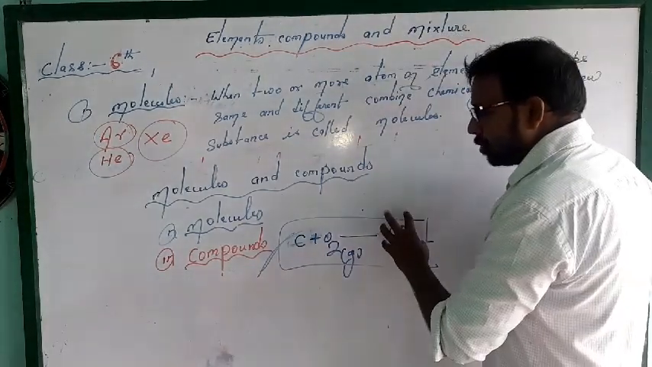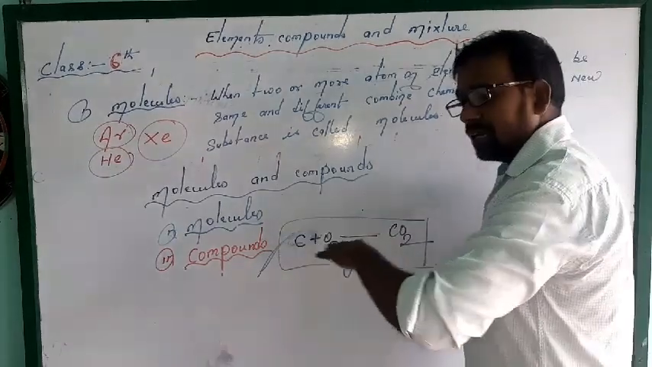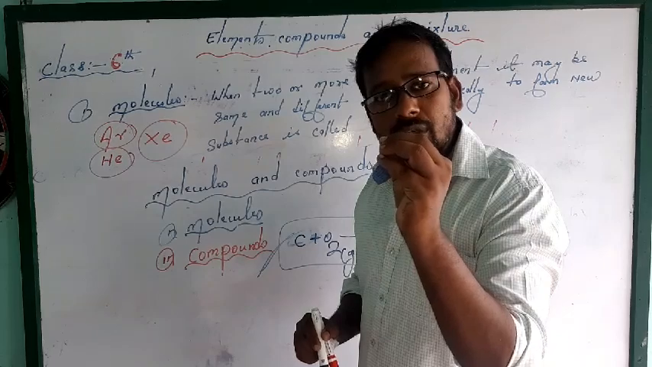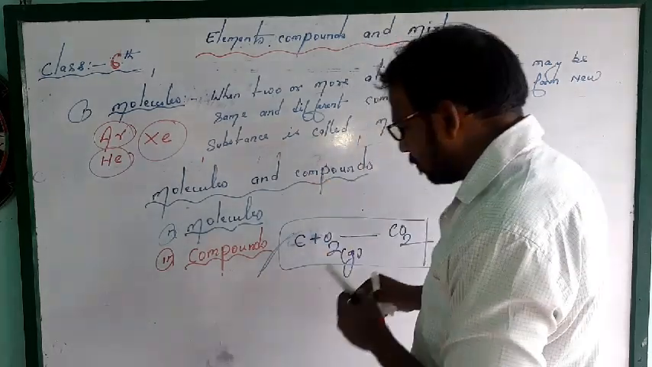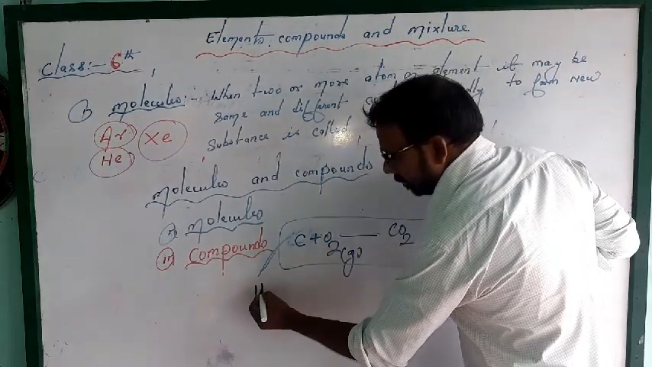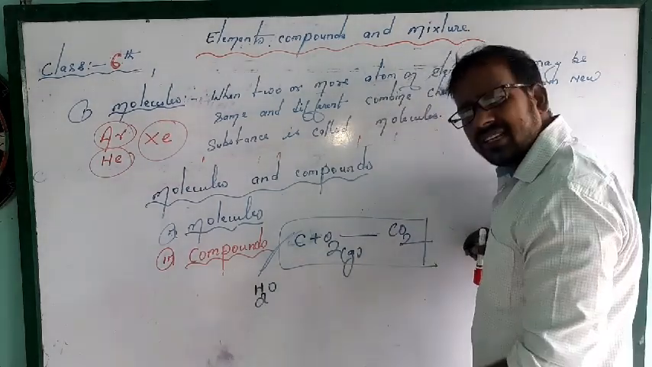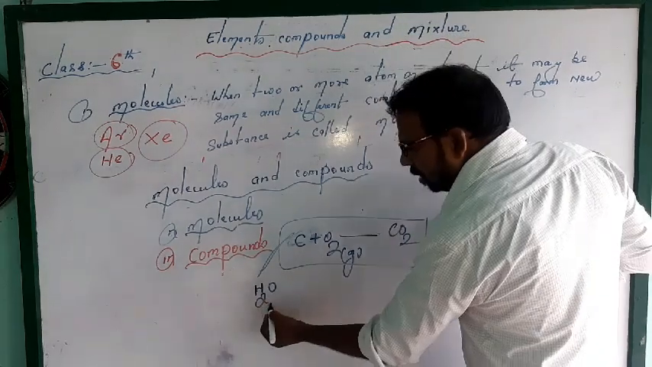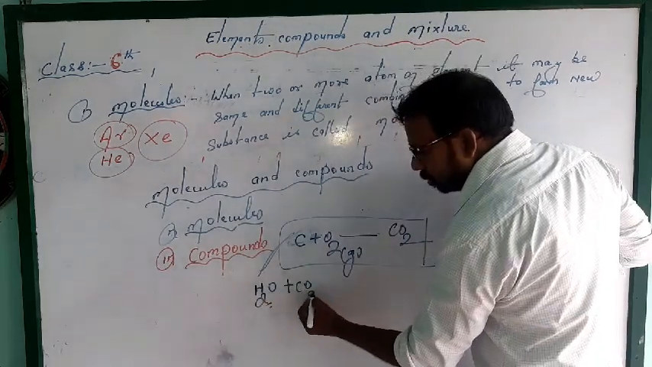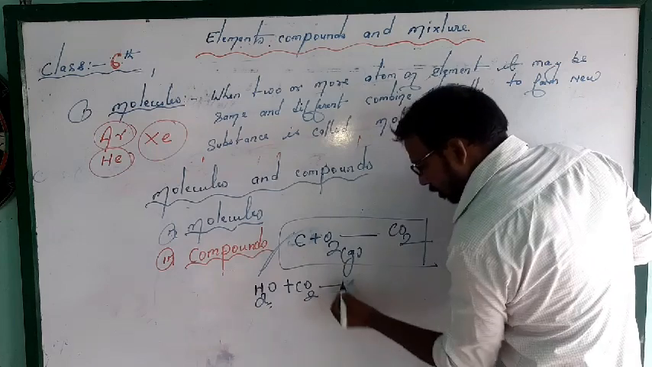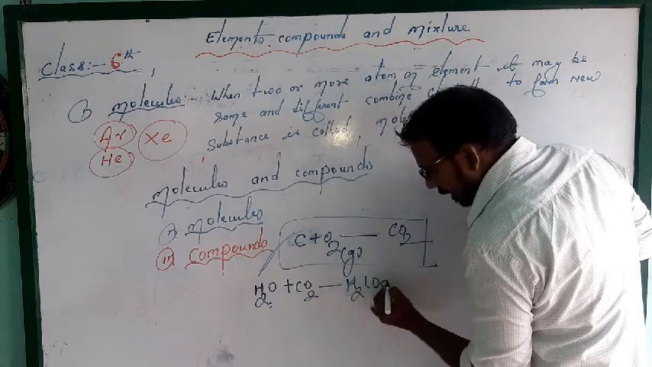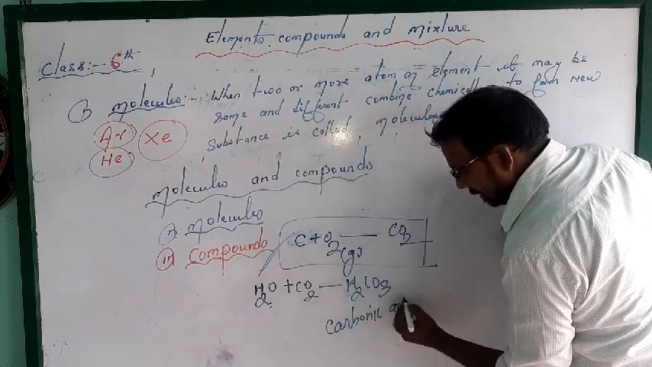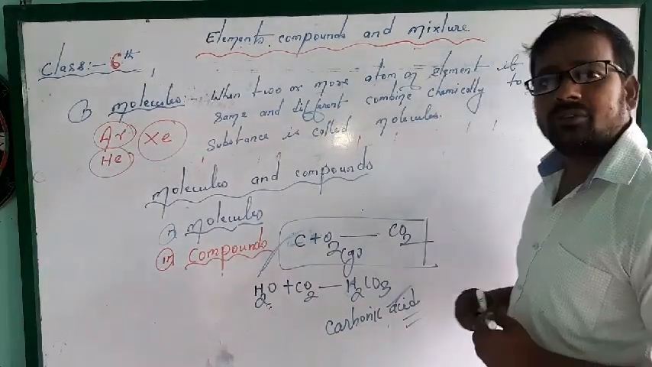You can say that it is also a molecule, but you can also say that when two and more small molecules combine to form a compound. Suppose I am going to give you an example, water. What is water? You can say water is a compound, and water is also a molecule. But small molecules are there, H2O plus CO2. What is formed? H2CO3. That is the example of carbonic acid. This is called a compound.